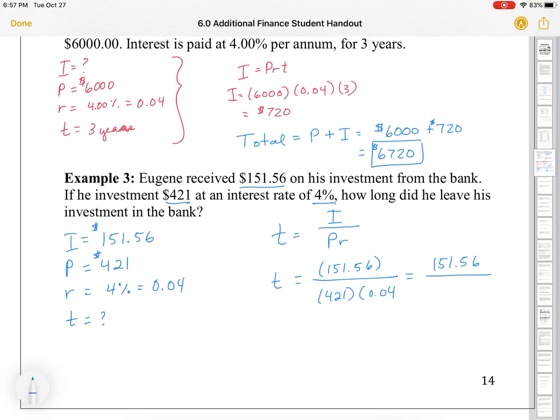So 421 times 0.04 equals 16.84. So now we can do 151.56 divided by 16.84, which is equal to 9 years. Okay, it's nice to use one of these formulas that's already rearranged for us. And like I said, if you need help learning how to use the triangles that are on your formula sheet, just let me know. Or you can sketch those, you can draw those or write out those 4 equations on your formula sheet so you have them handy.